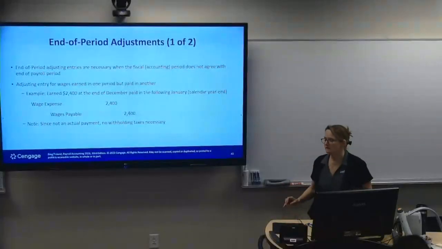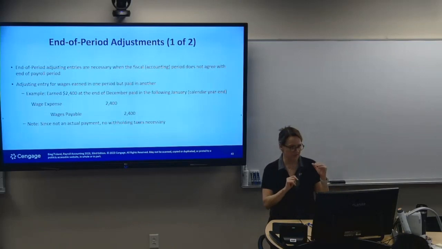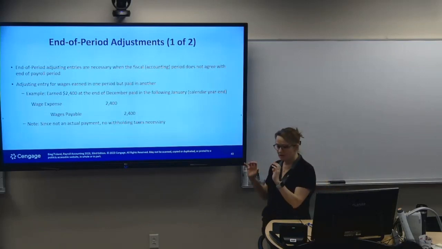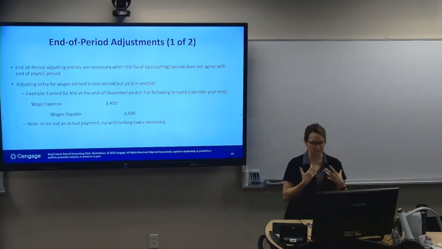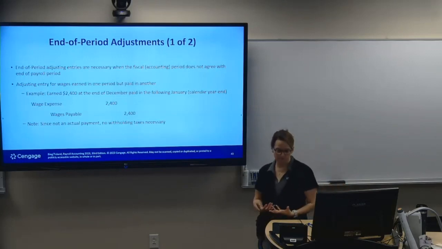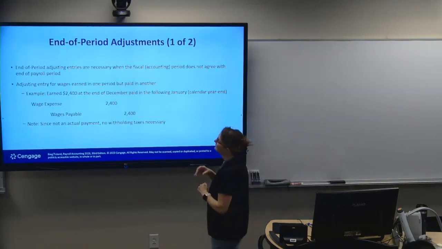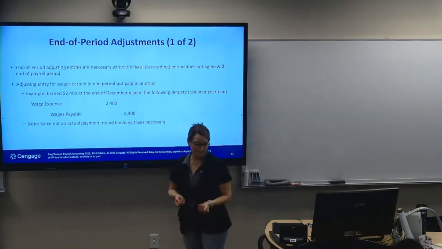Here we go. So we went through those first couple sets of journal entries, which were triggered by specific transactions, right? Some sort of payment had to be made, and that's what triggered the journal entry. The last grouping of adjustments are end of period adjustments.